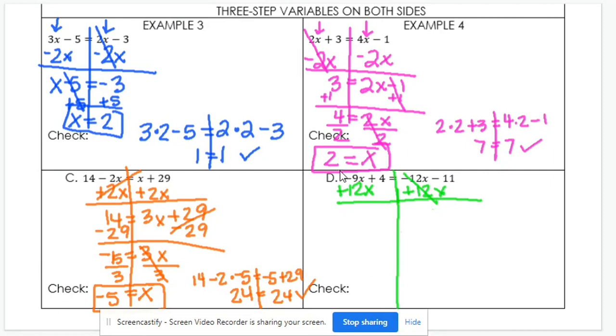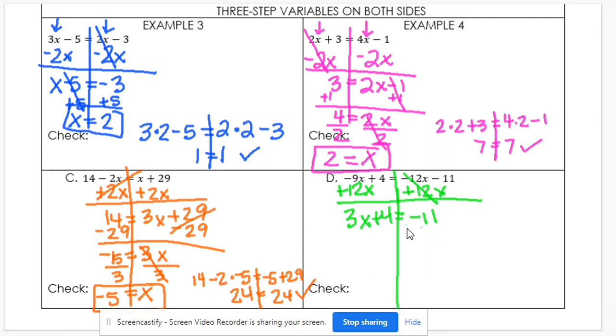Okay, let me try this again. Negative 9x plus 12x is 3x. Bring down my plus 4. Negative 12x and positive 12x cancel out. I'm going to be left with a negative 11. I need to bring that down.